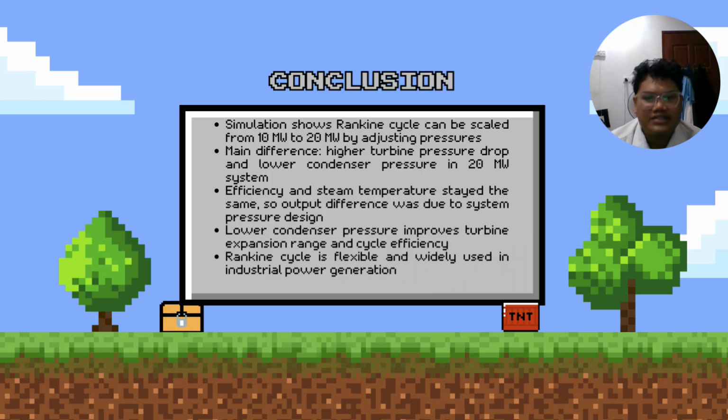The lower condenser pressure improved turbine expansion range and cycle efficiency. The Rankine cycle is flexible and widely used in industrial power generation.